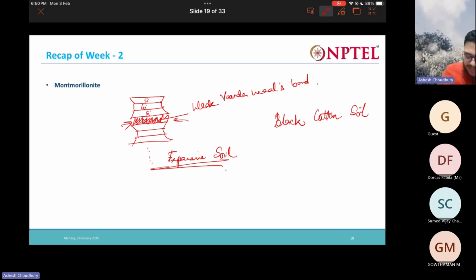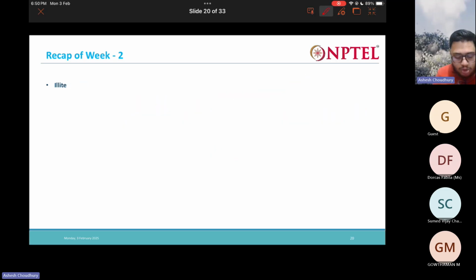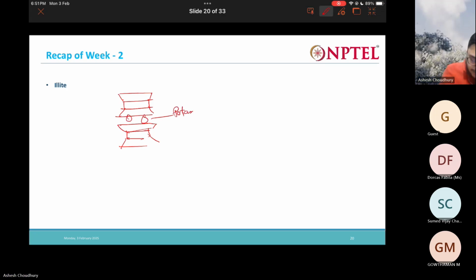And finally we have the illite. So illite is less stable than kaolin, but more stable than montmorillonite. It has the same arrangement as this montmorillonite, but here in the bond, we have these potassium ions. Okay, potassium ions, which makes it little bit stable. Okay, it makes it little bit stable.